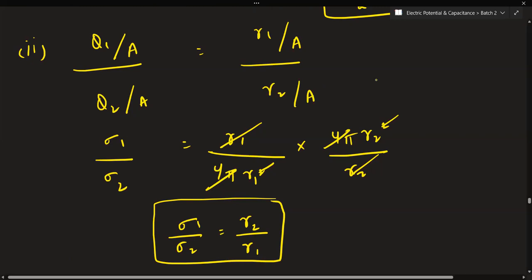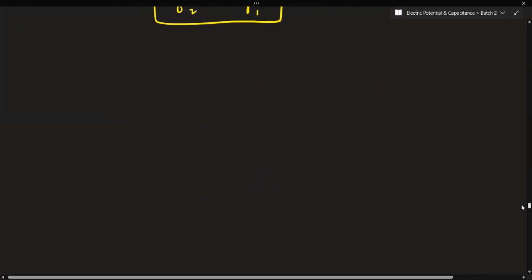Alright. Now see a few important points regarding capacitors. So you can write it in the form of note only. These are some very important points. These will help you in your numericals as well as in your theoretical questions as well.